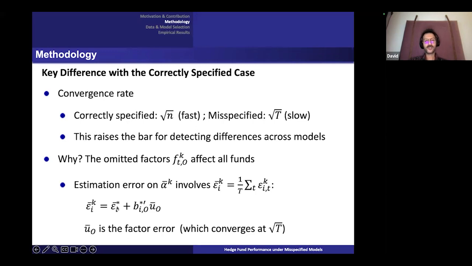So when N increases, this will tend to zero, but this term here on the right-hand side will not tend to zero. It will tend to zero when the square root of T increases, but not when the square root of N increases, right? So in order to gain precision, you need more and more observations, time series, not cross-sectional observations, but time series observations.